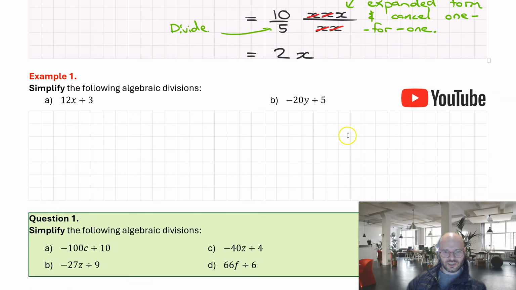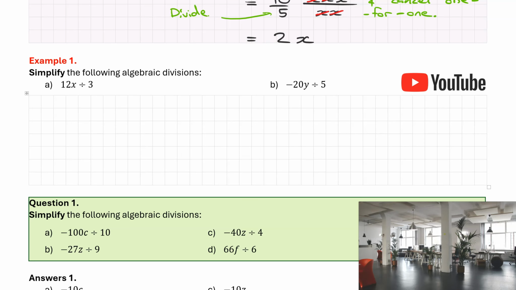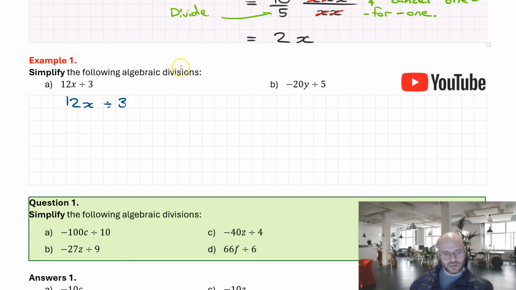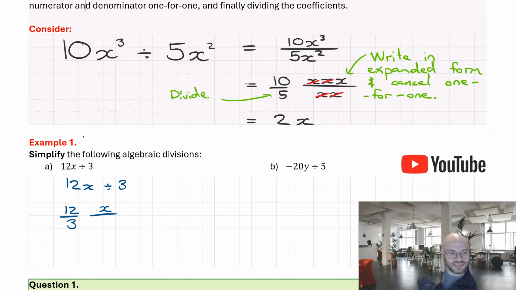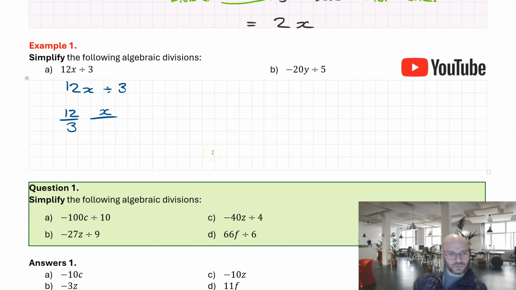Okay, let's put this theory to use. We have 12x divided by 3. Starting off, we're going to gather our coefficients and write them on the left. Then for our variables, we're going to write them on the right. Now notice that I've tried to write this as a fraction, but I don't have any variables over here, so that means there are no variables to put in the denominator. Because of this, we can delete the fractional line, which we call the vinculum.